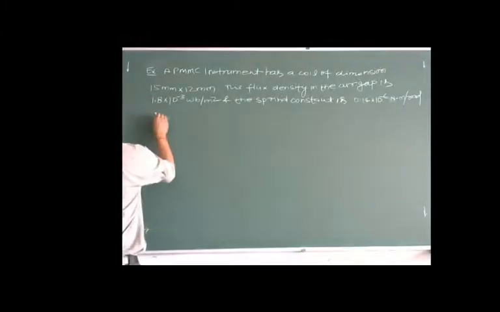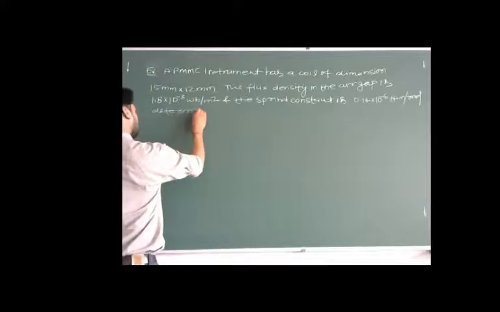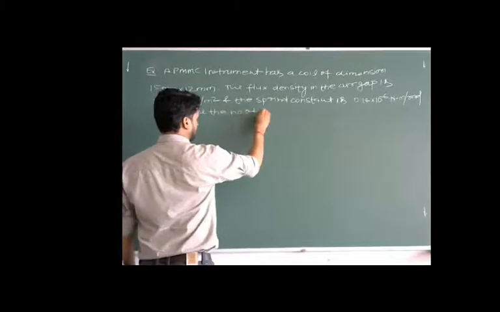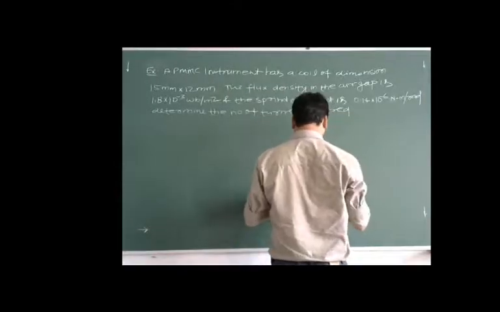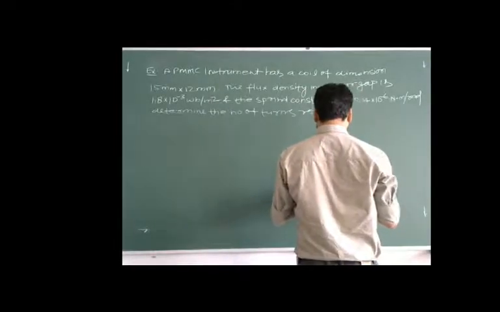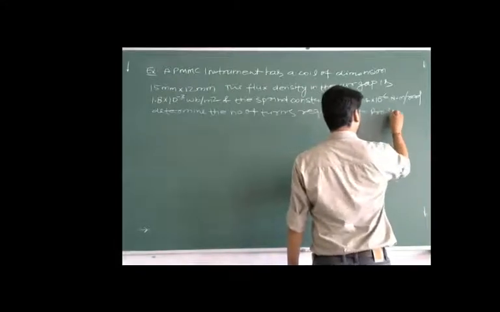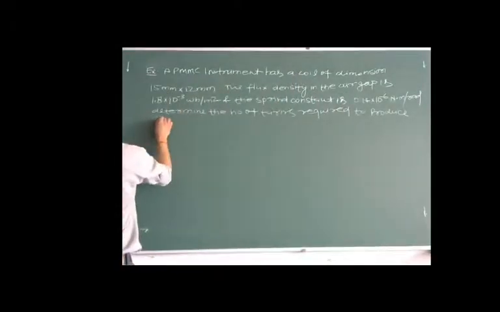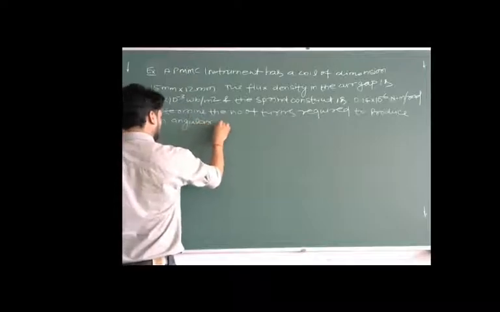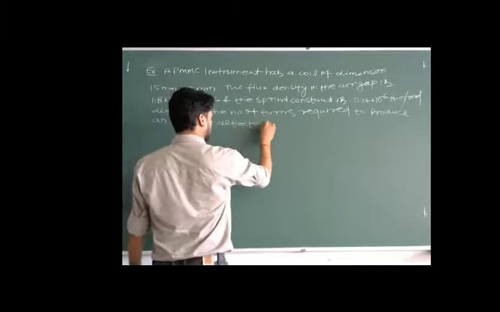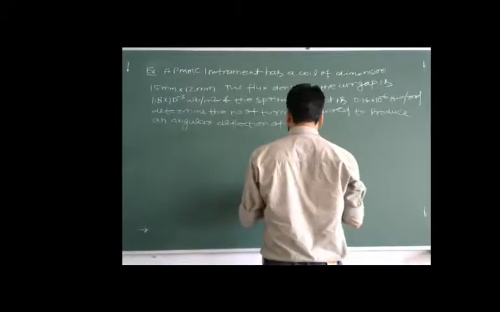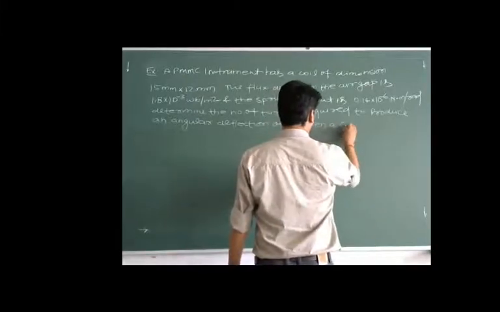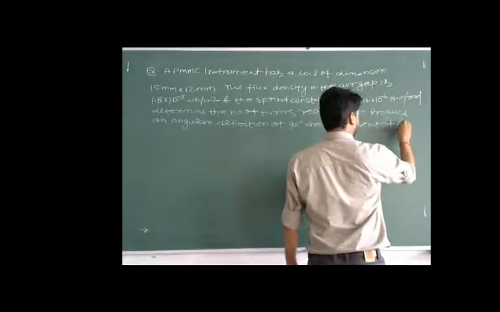Determine the number of turns required to produce an angular deflection of 90 degree when a current of 5 milliampere is flowing through the coil.